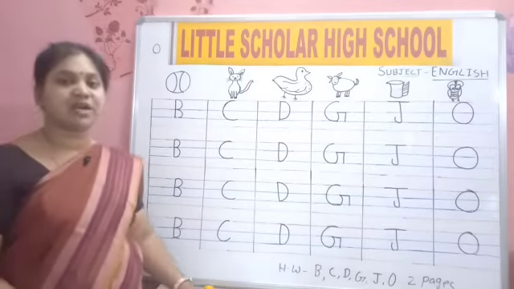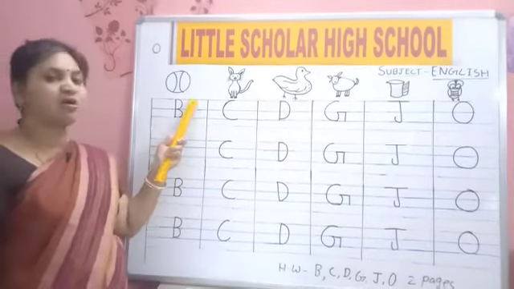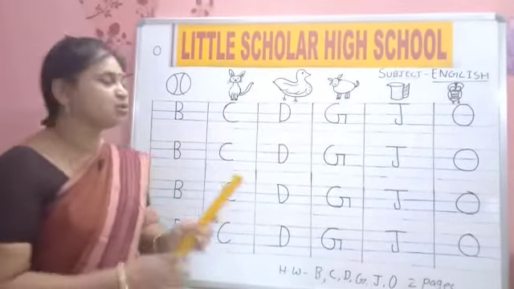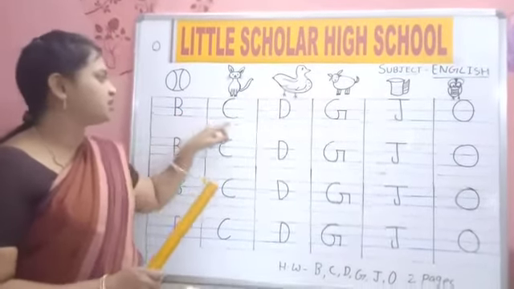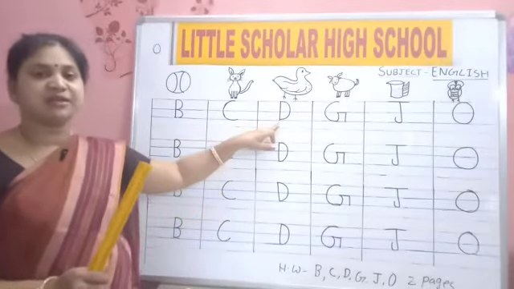How you are going to write? You will touch the red line. All these are capital letters, so you will touch the red line and you will start. Yes, you will not use this fourth line. Only 3 lines you will use.